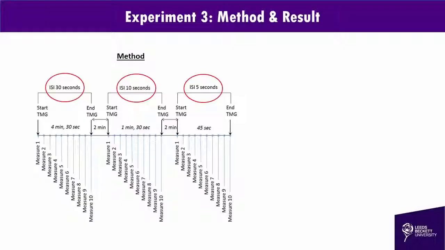The final study was the effect of interstimulus time on displacement and contraction time. In this scenario, we're looking at 30 seconds, 10 seconds and 5 seconds. Again, everybody got all conditions. We've got 10 repeated measures with the specific interstimulus time, and a nice washout period in between the two as well. And this is what we found.